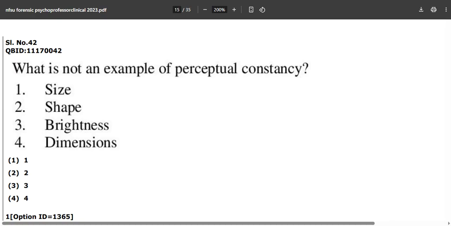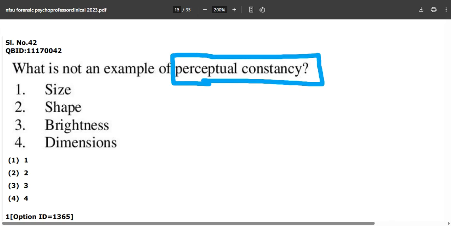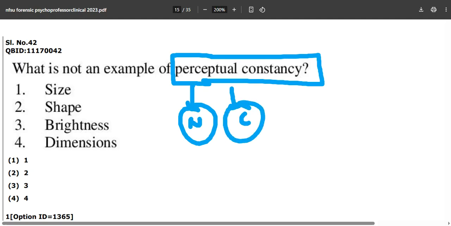Just like we have moved ahead, which of these is not an example of perceptual constancy? Okay, if we talk about perceptual constancy, you will find this in NCERTs as well as your C book or any other general psychology book. You will find about perceptual constancy.